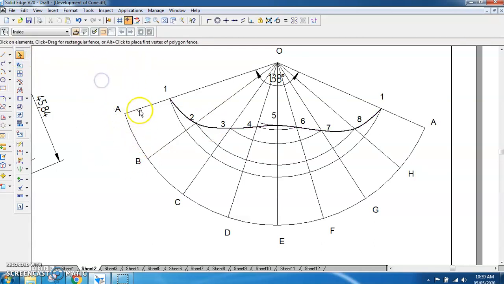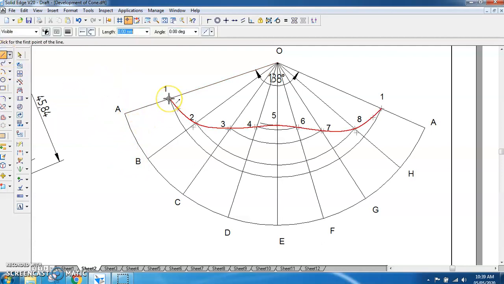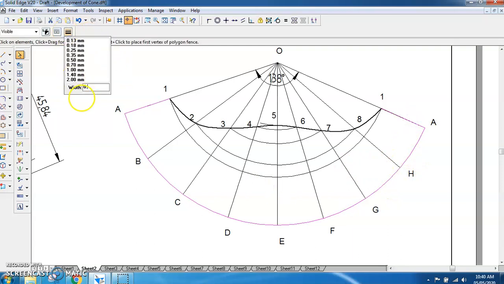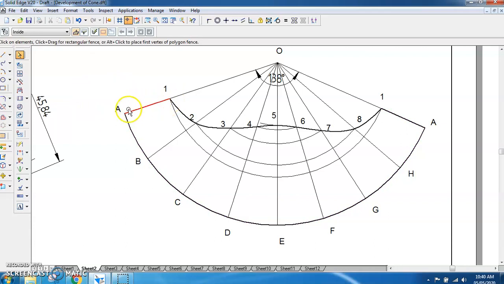Once you do that, the remaining you have to do the same. From this 1 to A you have to make it thick. Here also 1 to A, and this entire portion you have to make thick. So see here, only this 1A and this curve you have to make thick. No need to make 2B, 3C, 4D, 8H, all these lines should be thin only. So this would be the development.